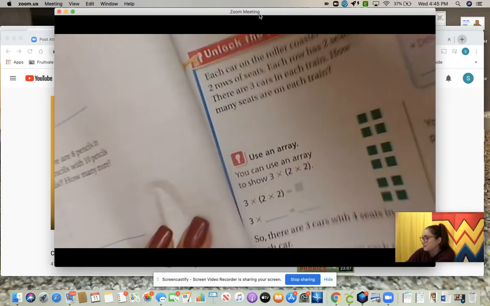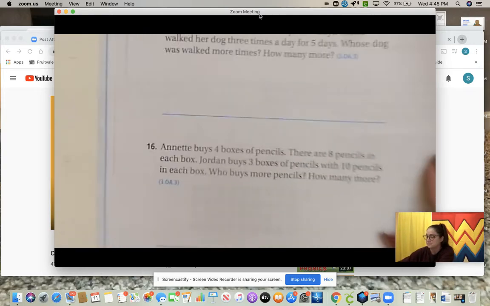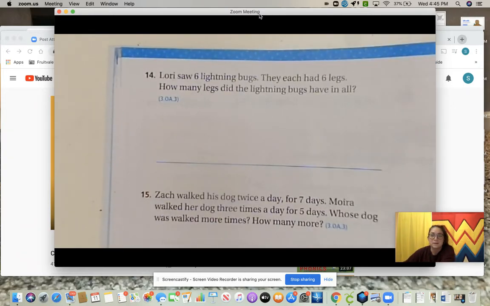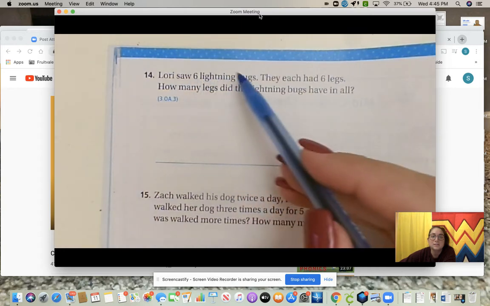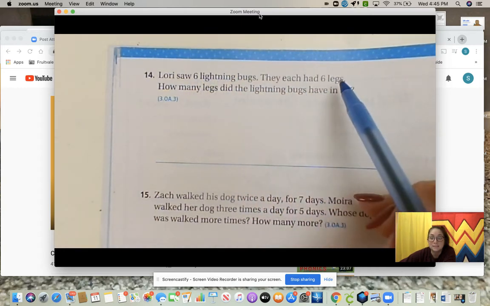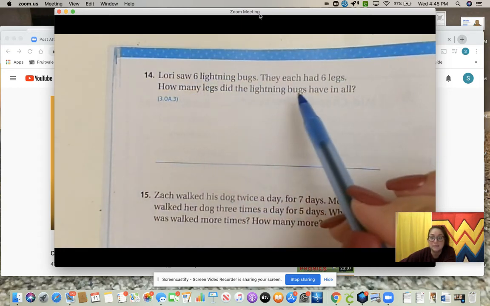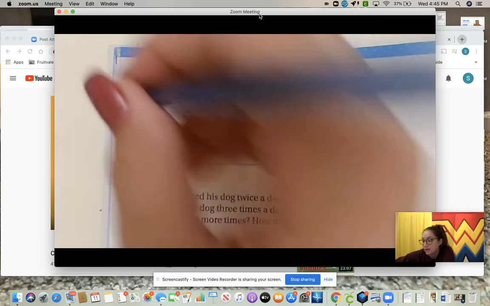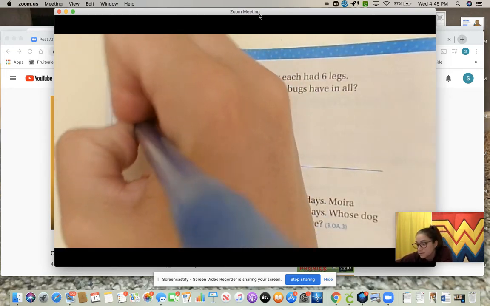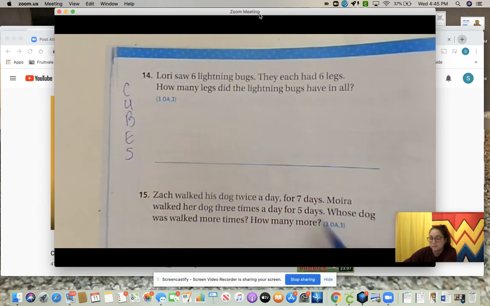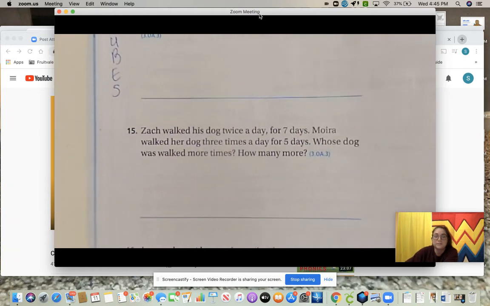Let's flip it over to the back. Lori saw 6 lightning bugs. They each had 6 legs. How many legs did the lightning bugs have in all? Okay, so cubes. So figure that out.